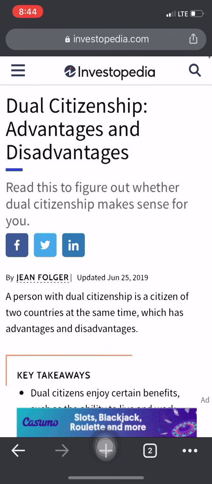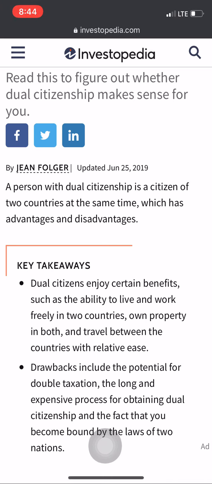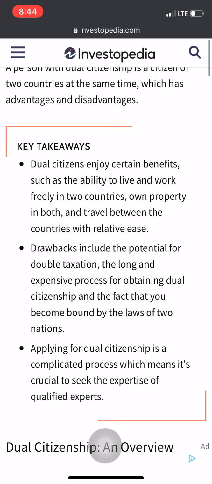This is an article from Investopedia, which is a very reputed magazine. What it says is that a person with dual citizenship is a citizen of two countries at the same time, which has advantages and disadvantages. Key takeaways: dual citizens enjoy certain benefits, such as the ability to live and work freely in two countries, own property in both, and travel between the countries with relative ease.